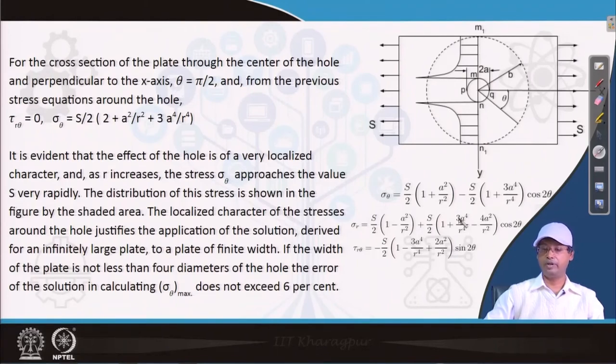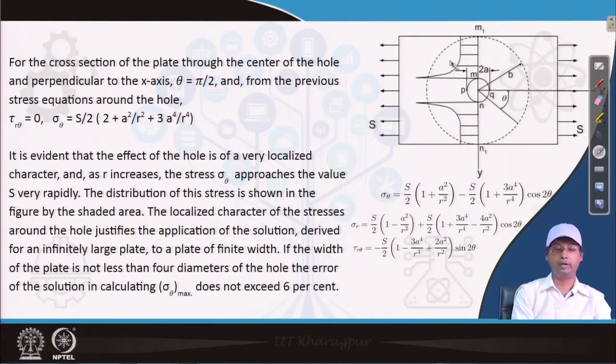Now, in this, that we have already discussed, to some extent the profile was also discussed, we will discuss that profile again. So, let us see what there is today to discuss. For the cross section of the plate through the center of the hole and perpendicular to the x axis, theta is equal to pi by 2, and from the previous stress equations around the hole, the value is only put for theta, and we get S by 2, 2 plus a square by r square plus 3 a to the power 4 by r to the power 4. At r equals a, it goes to 3S as we have seen. So, that holds, tau r theta is equal to 0 from here.